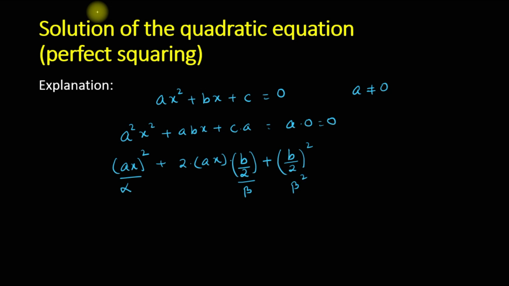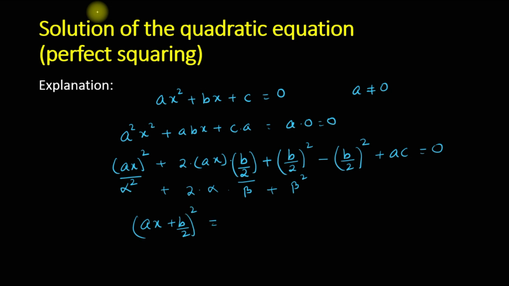As we add (b/2)², we have to subtract (b/2)², so that there is no change in the expression. Plus we have c × a, so we write ac, equal to 0. Now ax is alpha, so this is alpha squared plus twice alpha beta plus beta squared. So we get the formula (alpha + beta)², that is (ax + b/2)².